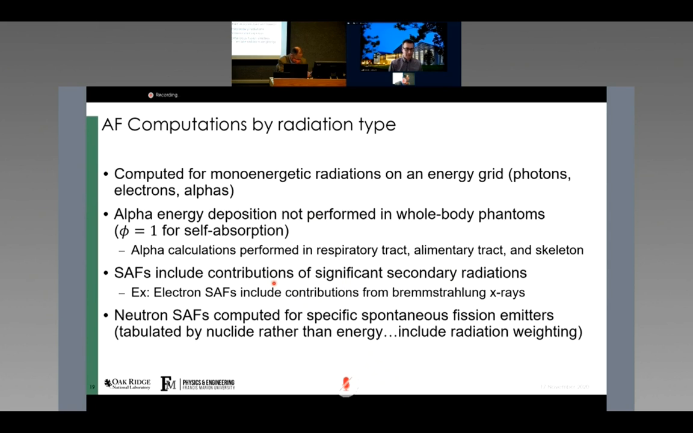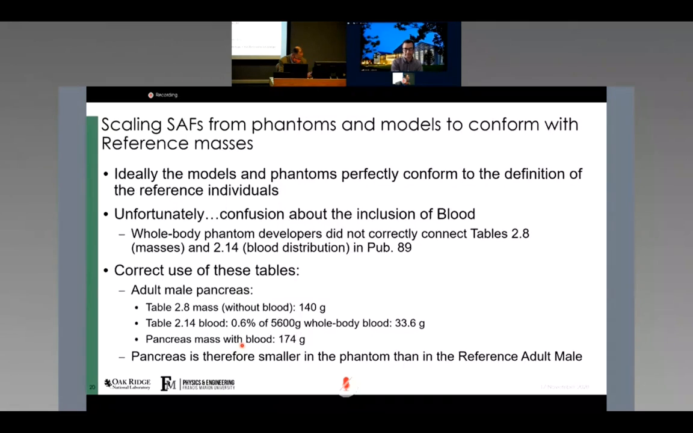These specific absorbed fractions do include contributions from significant secondary radiations, and I think one of the best examples is that our electron SAFs do include contributions from bremsstrahlung generated by those electrons. And then one note on neutrons. Neutrons are handled a little bit differently. We compute those for specific spontaneous fission emitters. They're tabulated by nuclide rather than energy. And because we do that, when those calculations are performed, they have to include the radiation weighting factor, folded into the nuclide specific neutron SAF.